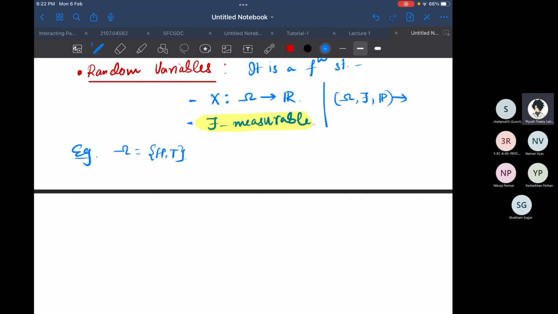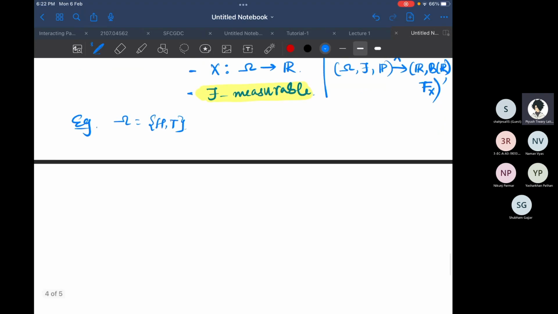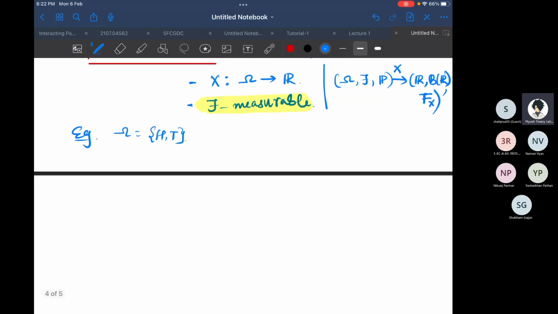And this random variable X maps this to R, something called Borel sigma algebra that we discussed, and something called distribution function F_X. But we will see what those things are. So let's say you are looking at the coin tossing example, which has two possible outcomes, heads and tails. You want to define your random variable. As I said, X is a function that maps elements of omega to a real number.